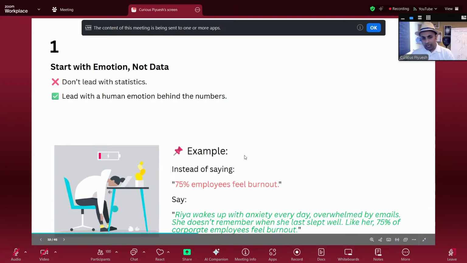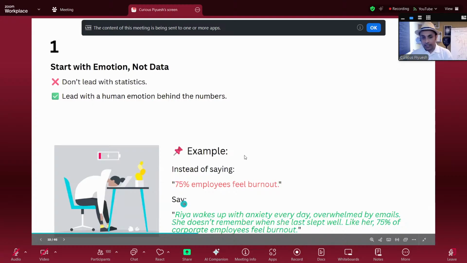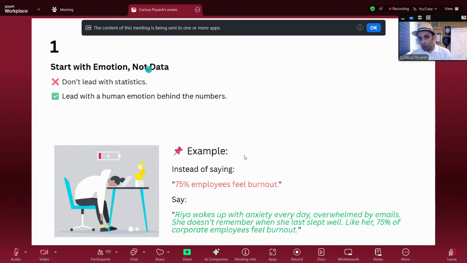In this picture, like I showed you the tree picture, if you have to put this picture on Instagram or, let's say, on social media, many people will say this: 75% of employees feel burnout. This is the data which you are saying. But how can you say the same information in a story way? Read the formula. Start with emotions, not data.